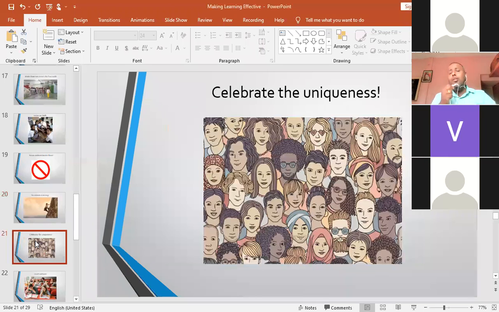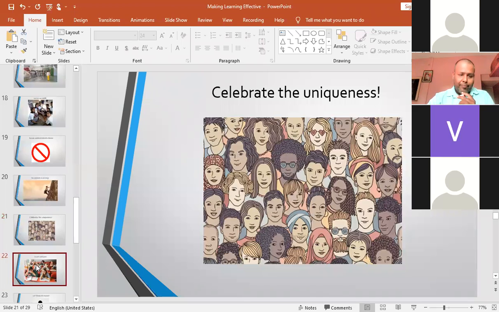We know that every child is unique. So we need to celebrate the uniqueness. It's not that both of them should learn at the same pace. Sorry, both of them should learn like this only. No, every child is unique. Everyone's style of learning is unique. So we must celebrate their uniqueness. So that is again an important thing to make the learning effective.